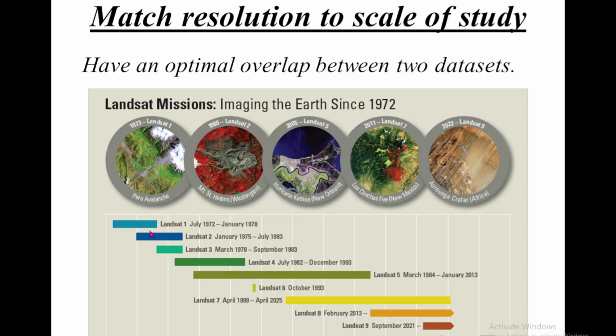In this way, I get to know the error that I am expecting when I compare my Landsat 1 data with the Landsat 2 data. So you have to have a sufficient overlap. The other way of doing it is where you take two years, for example. Just see here carefully, okay?